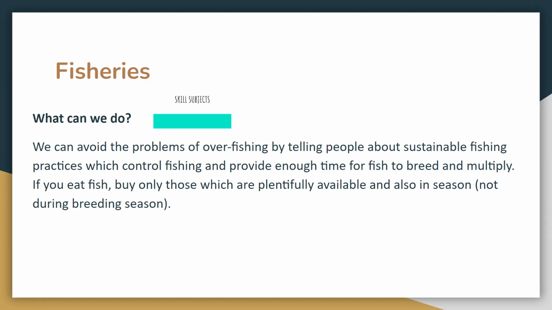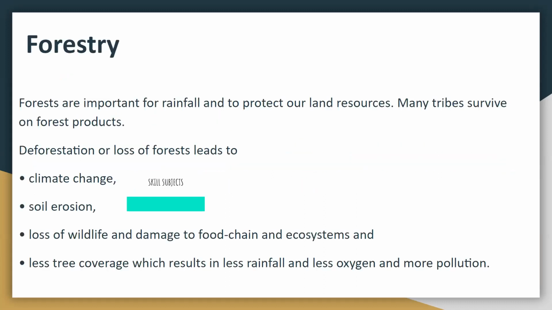If you eat fish, buy only those which are plentifully available and also in season. So you should not buy a particular breed of fish when it is the breeding season of that fish. If you try and buy that, what happens is that the eggs are also killed. So you have to take care of this as well.